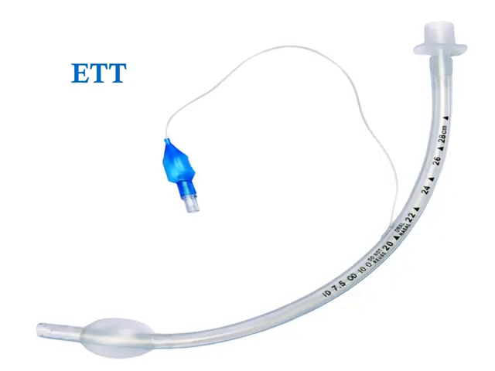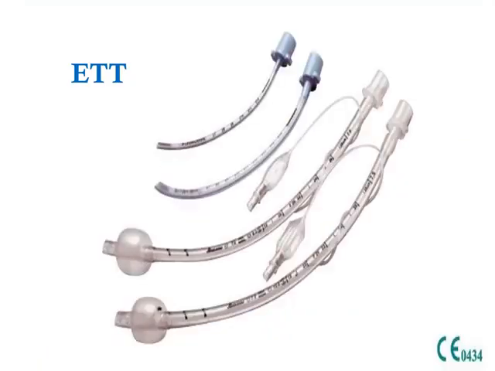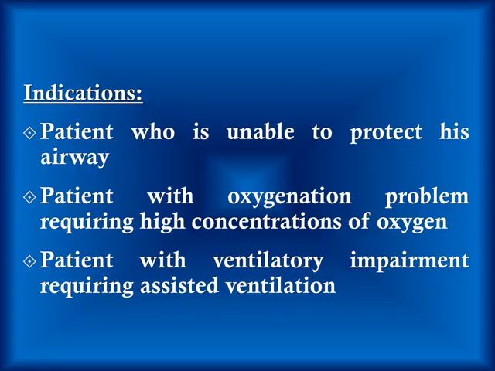This is the endotracheal tube, composed of a curved tube with a cuff at the distal end. This cuff is attached to an inflating tube, pilot balloon, and one-way valve. And the upper end or the proximal end is connected to the ventilator. These are different sizes of endotracheal tubes.